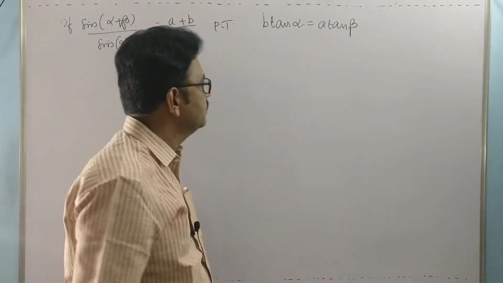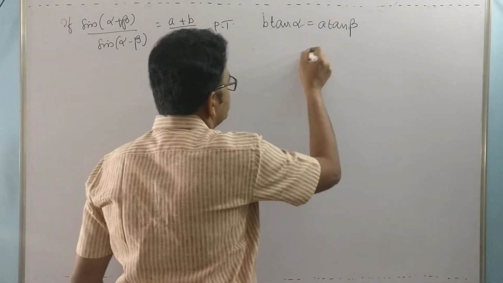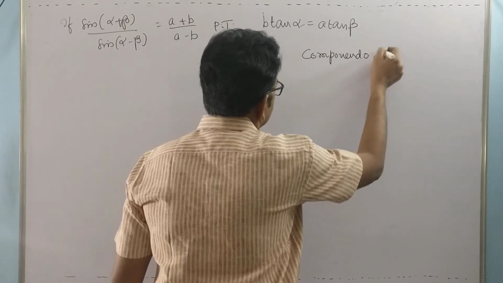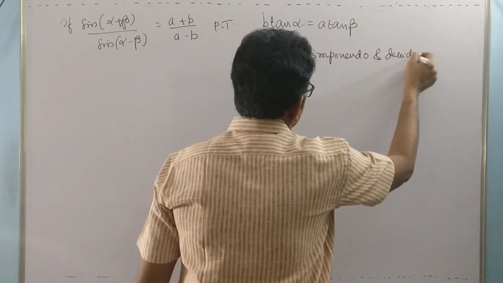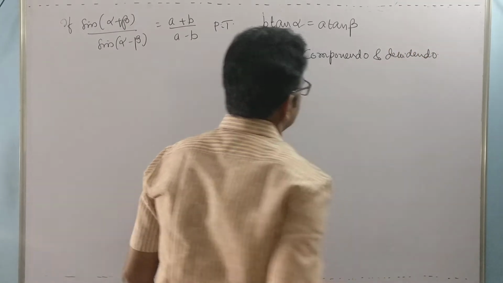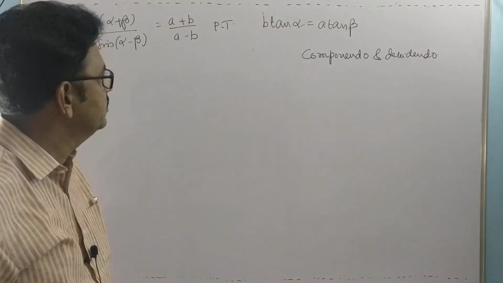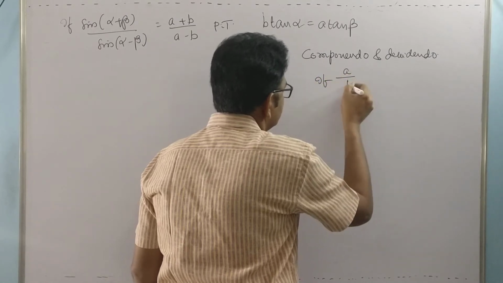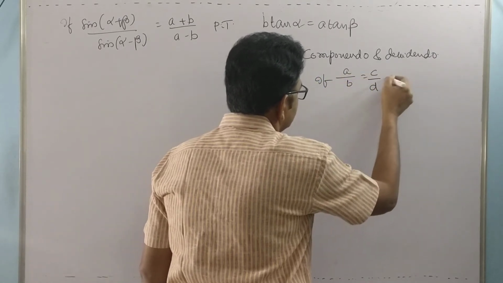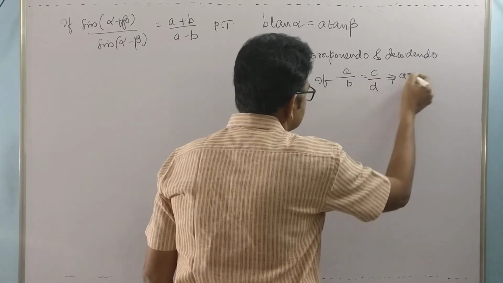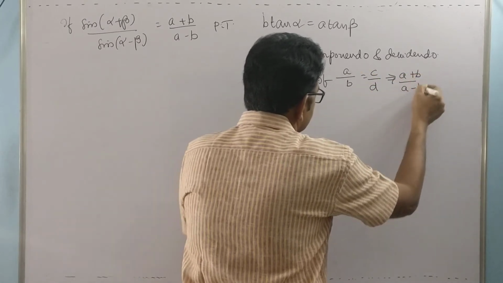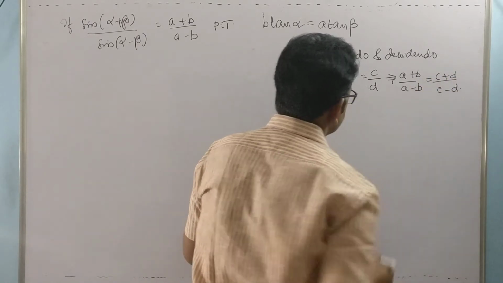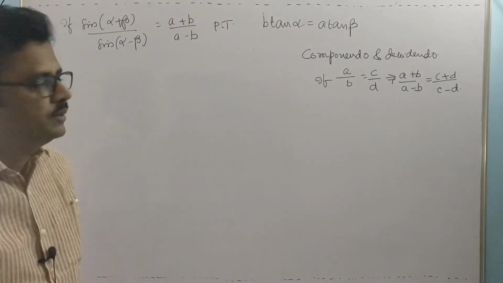Okay, now we have one property. This is called componendo and dividendo. By using the property componendo and dividendo, that means what? If A by B is equal to C by D, implies A plus B by A minus B is equal to C plus D by C minus D. So this is called componendo and dividendo.